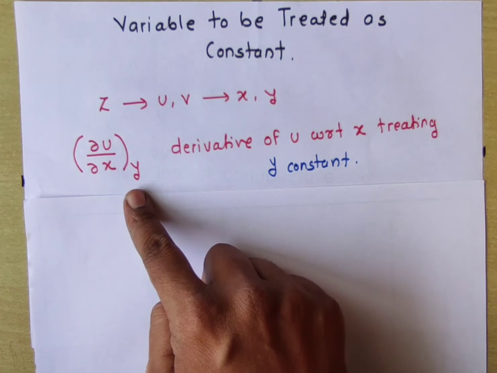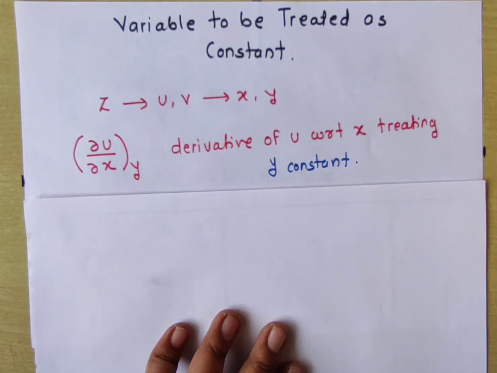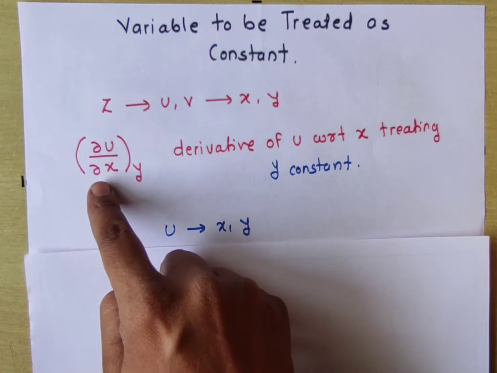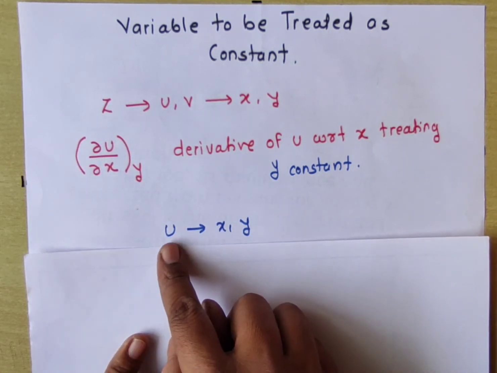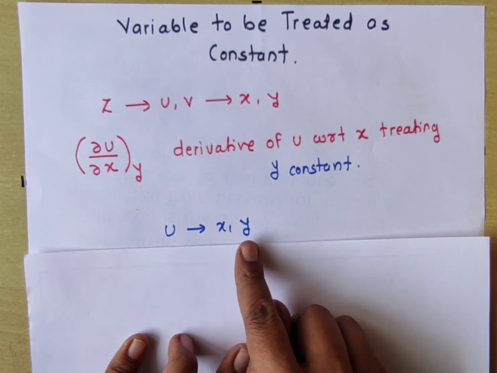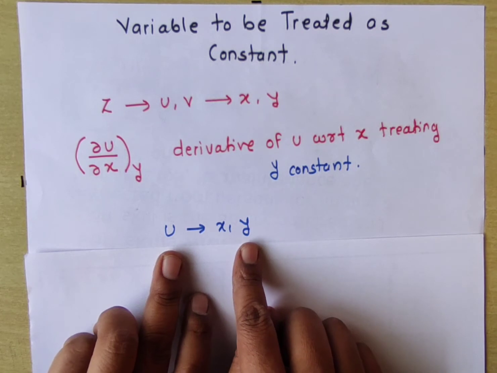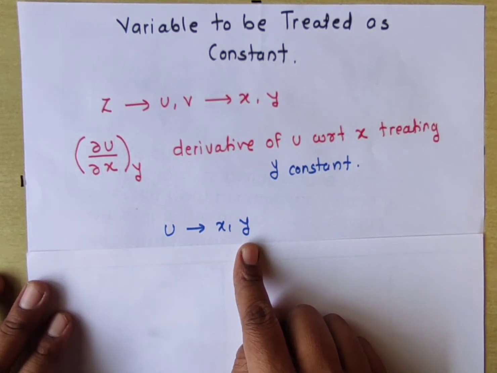Now to find this, what is the basic requirement? We require u in terms of x and y. Means we have to find a function of u that is in terms of x and y. Now if we get the value of u in terms of x and y, it is easy to calculate this partial derivative.